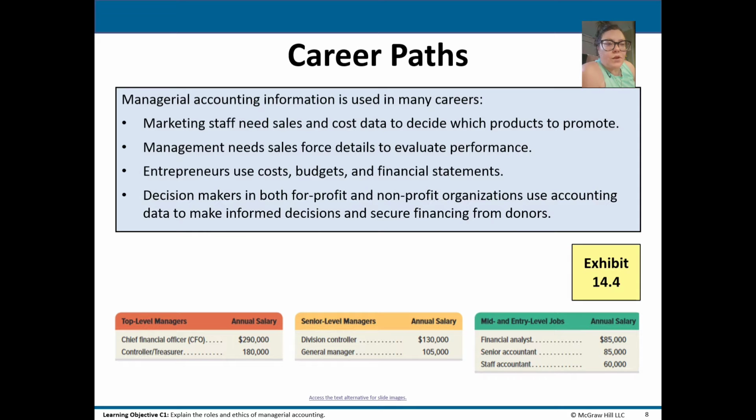Quickly to touch base on career paths, managerial accountants are highly regarded, and the professional standing is sometimes denoted by a certificate. Managerial accountant skills are highly valued and useful in many careers. If you watch the intro video, you'll remember that I said managerial accounting translates to a lot of different professions and career paths. This could include careers in marketing, management, entrepreneurs, and key decision makers.